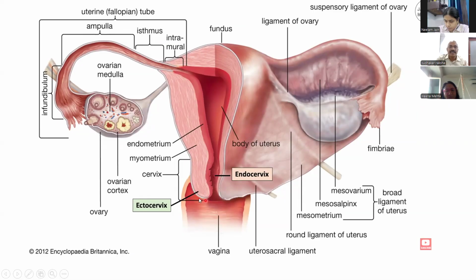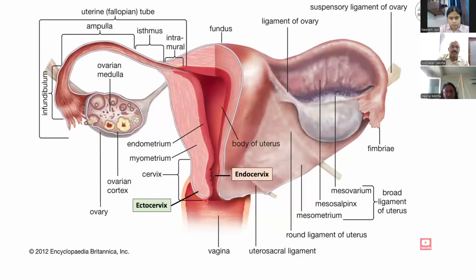So in the cervix, there is an ectocervix. Ecto means outside. So this portion is the ectocervix and the inner portion is the endocervix. The portion where the ectocervix and the endocervix meet is called the transition zone. The transition zone is the area where the human papilloma virus will colonize and cause cancer.